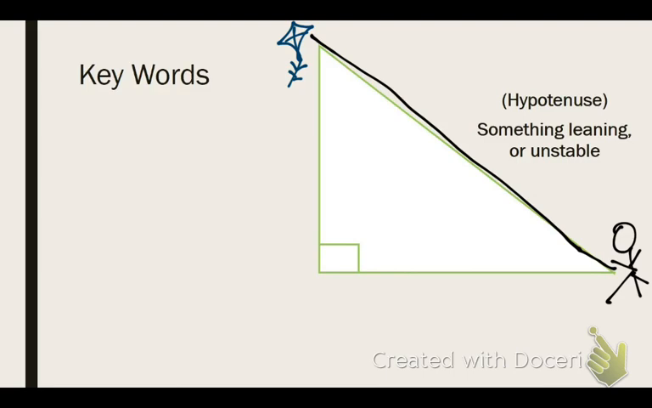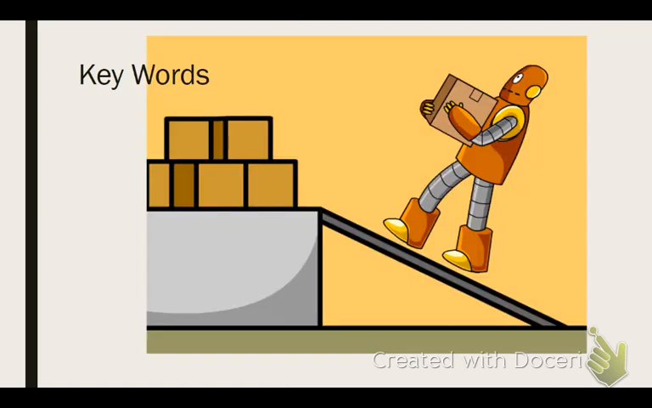So, like distance of something, that is not unstable. That is a clear-cut thing. The height of something, that is a clear-cut thing. But the things that are for the hypotenuse, they're always leaning or unstable. So, what is this guy walking on? A ramp. So that's your first blank. Oh, or second blank. A ramp.